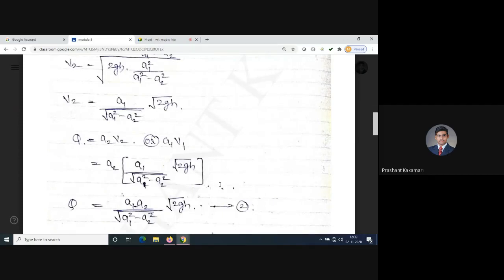So this equation is called the theoretical discharge. Theoretical discharge from the Venturimeter or the orifice meter. So you can write that equation 2 represents the theoretical discharge of the flow measuring device. It may be a Venturimeter, it may be an orifice meter.